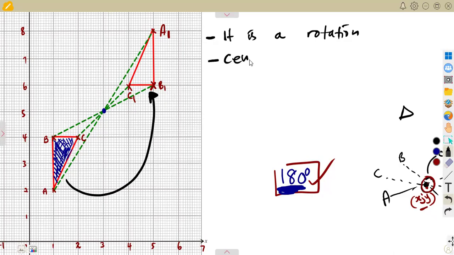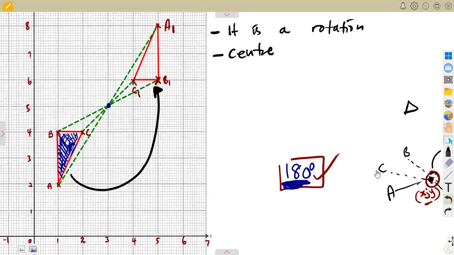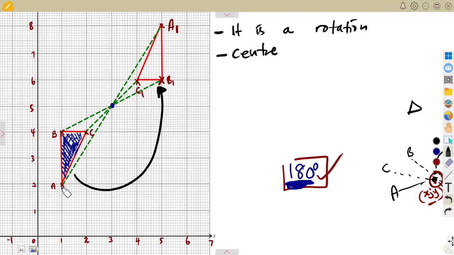Then the center of rotation. Our center is where these three are intersecting. That becomes the center. That's the special part of it. We are not going to bisect like what we had before, where I said you have to bisect A to A1. If you do that, bisect A to A1, B to B1, you are going to see that your bisectors also pass through that center. So do not waste your time. It's a special type of rotation, this one.